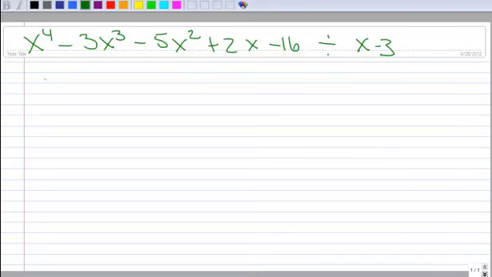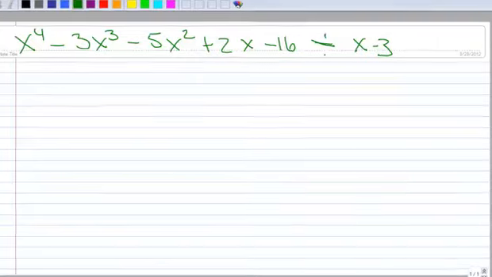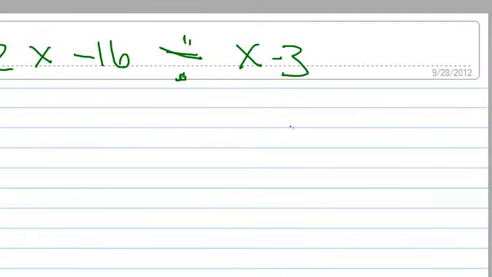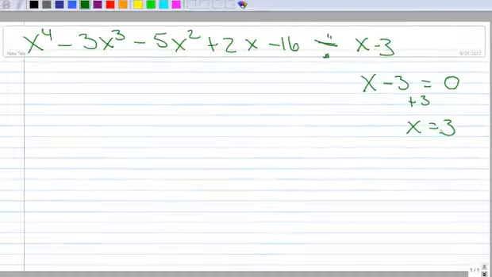Alright, here's another video on polynomial division, and we're going to use synthetic division. So I have x to the fourth minus 3x cubed minus 5x squared plus 2x minus 16, all divided by x minus 3. The first thing we want to do is take this divisor, x minus 3, set it equal to 0, and solve for x. You're going to do that by adding 3 to both sides, so you get x equals 3.